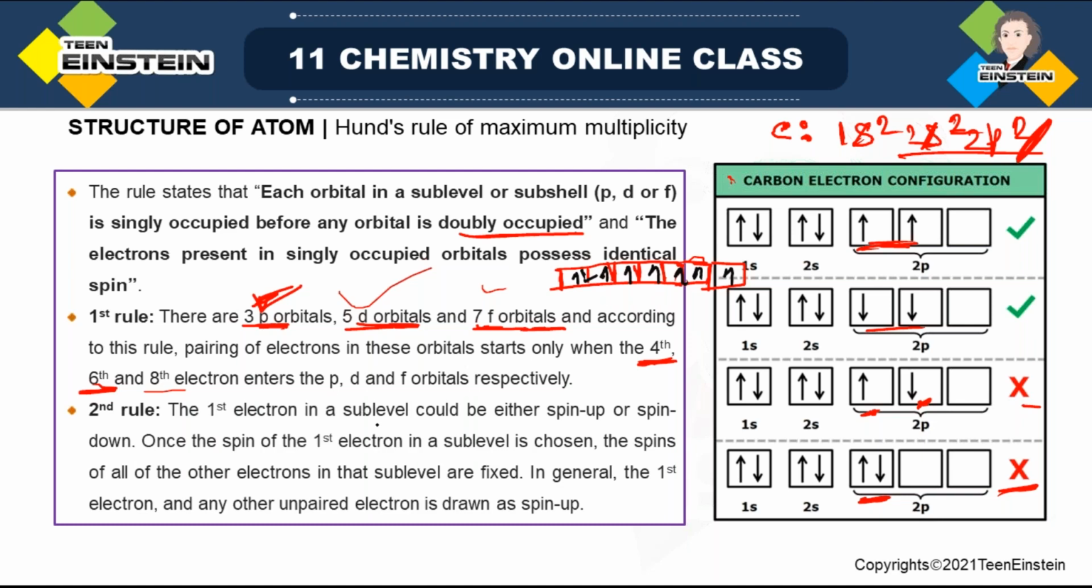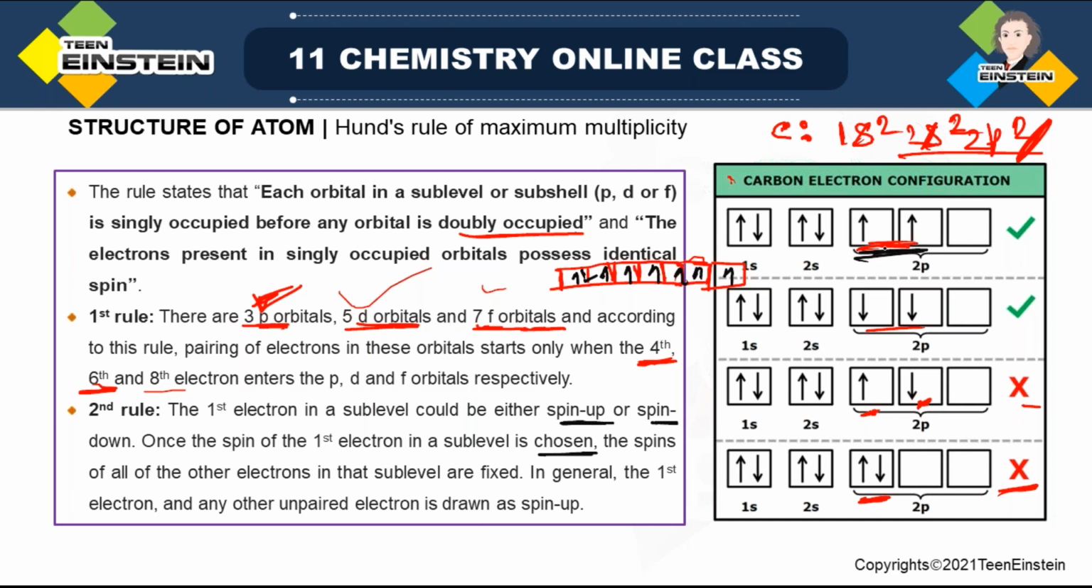What about the second rule? The first electron in a sublevel could be either spin up or spin down, upward or downward. Once the spin of the first electron is chosen, now the spin of all the other electrons must match. In this case, we have only 2 electrons.